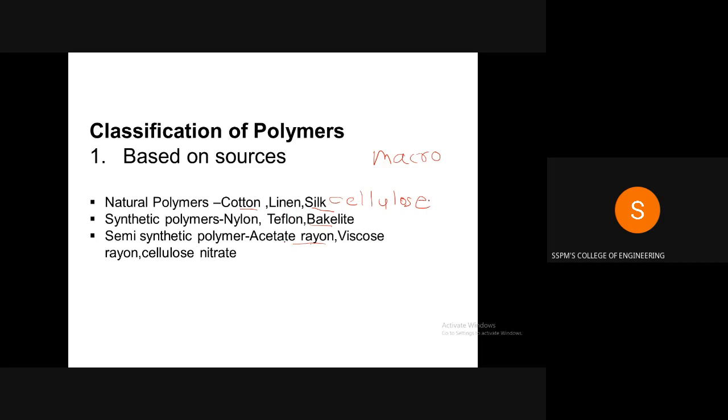From its name you can also tell acetate rayon. In acetate rayon, acetate is a chemical and rayon is a polymer, so a natural polymer. So by acetylation reactions, that is acetate rayon. Then cellulose nitrate: nitration of cellulose converts it into cellulose nitrate. So it is an example of a semi-synthetic polymer. It means natural polymers are chemically modified. Natural polymers plus chemical modification, that is a semi-synthetic polymer. On this, they have asked this question about the class of the polymer.